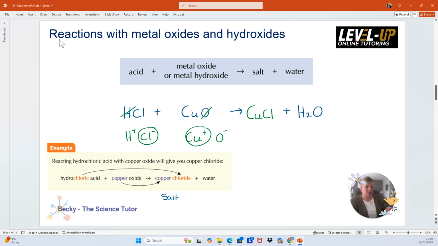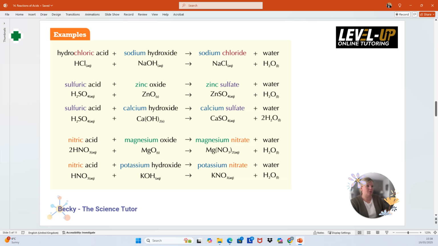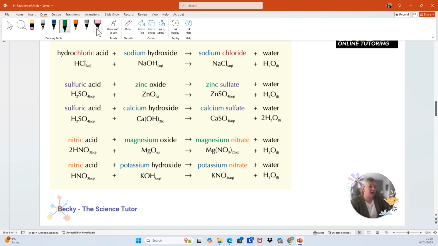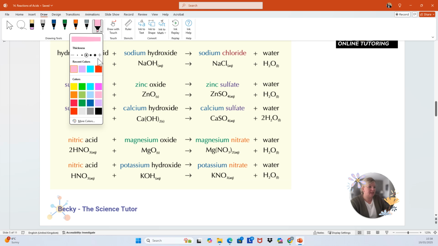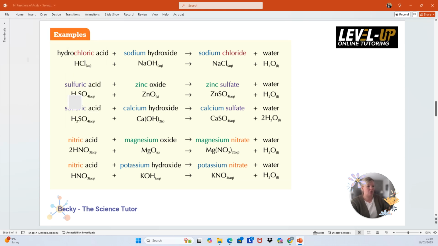So let me show you some of the other examples and we'll produce a small summary of what acid is used and therefore what salt we get formed. I'm just going to highlight over some of these because, as you can see, they're all colour coordinated. I'll highlight it in grey so I'm not interrupting the colours. Okay, so hydrochloric acid plus sodium hydroxide. Again, we've got the hydrochloric producing the chloride.